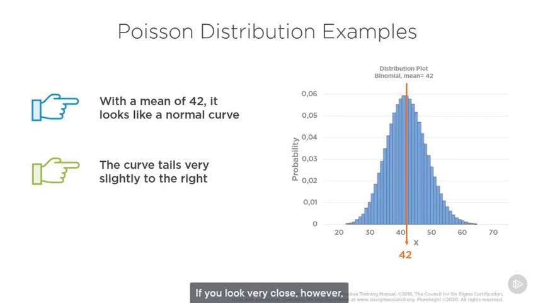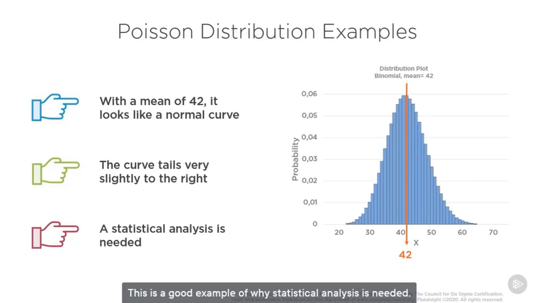If you look very close, however, and count the bins to the left and the right of the mean, you can see that the curve tails very slightly to the right. This is a good example of why statistical analysis is needed in addition to graphical analysis when working with data. Data can approximate the normal curve on a graph without being normal.